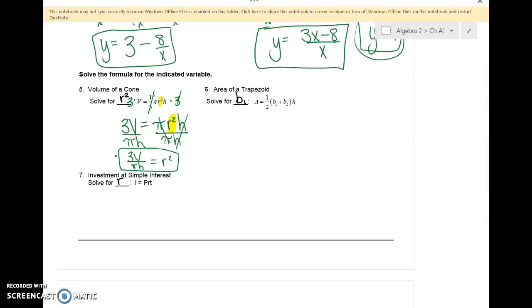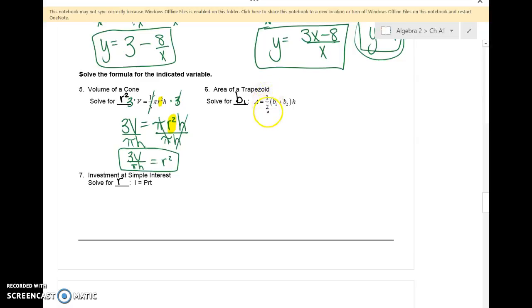All right, number 6 is one of my favorites, and I have seen this on an EOC test. I don't know about on the ACT, but I have definitely seen it on an EOC test. So, solve for b sub 1. b sub 1 simply means the first base. b sub 2 means the second base. The area of a trapezoid is 1/2 times the sum of the bases multiplied by the height. Not that it matters what the letters mean, because we're not doing a whole lot with the letters.